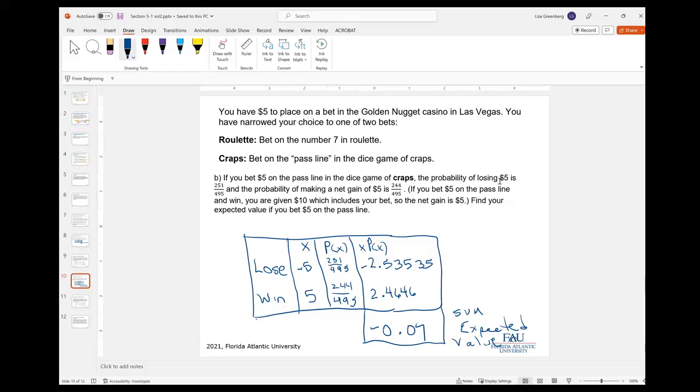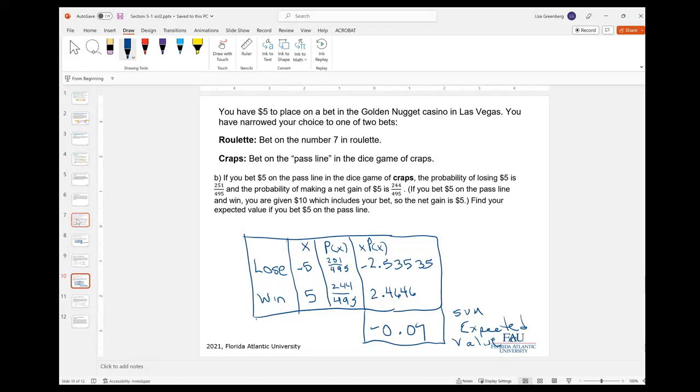And let's see, I bet $5 in the pass line. I don't really know craps, so I'm just going to have to read it. Probably losing $5 is this. So if we bet $5 on the pass line and win, we get our $5 back and we get an extra 5, which gives me $10. If we lose, obviously we lose all our money.